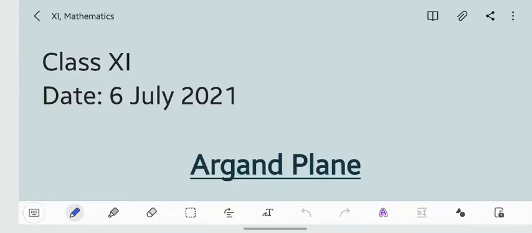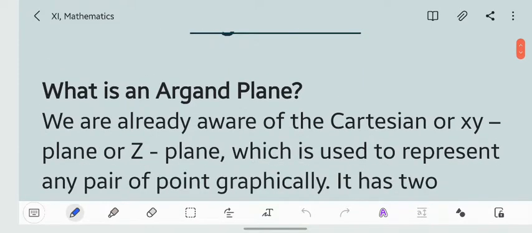Good morning, students. Today we'll continue with the chapter complex numbers, and the topic is the Argand plane. What is an Argand plane?